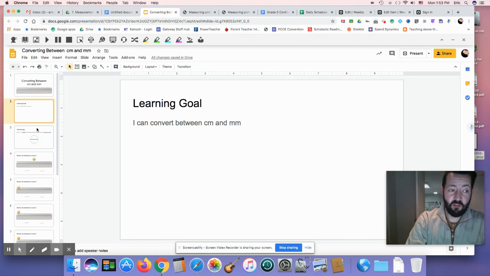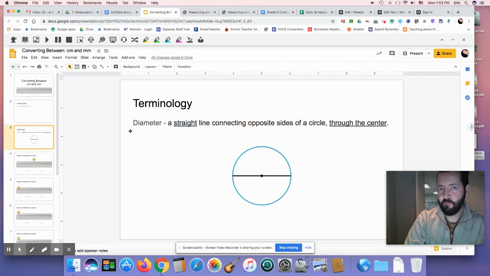Before we dive into this lesson, I'm going to throw a word at you that you probably haven't heard before. Maybe you have, but regardless, I'm just going to define it for you. So the word is diameter. And a diameter is a straight line that connects opposite sides of a circle through the center.